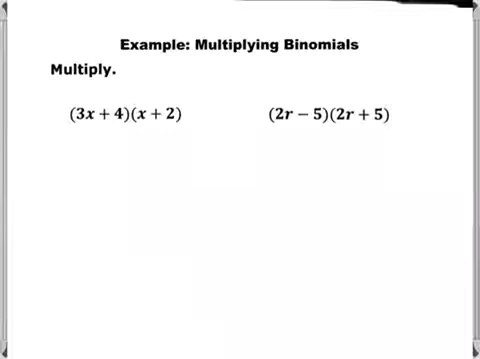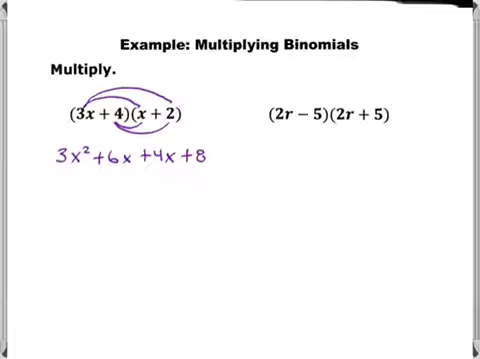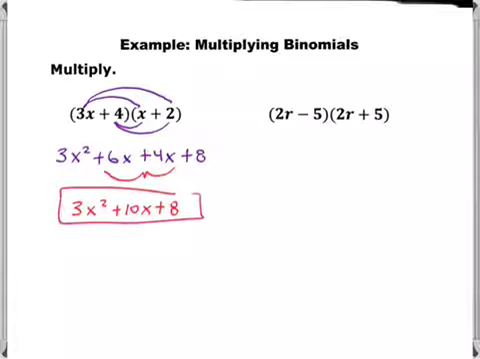Same ideas here. We're going to use FOIL. 3x times x gives us 3x squared. 3x times 2 gives us 6x. 4 times x is 4x. And then 4 times 2 is 8. Last step, combine like terms here because we've got 6x and 4x. We've got 3x squared plus 10x plus 8. That's our answer.